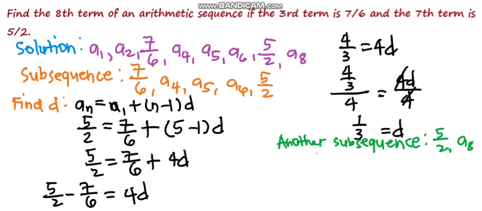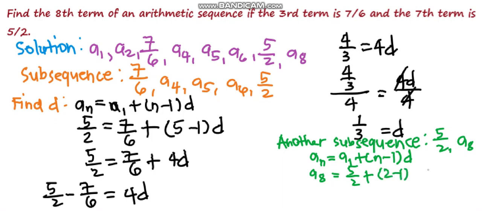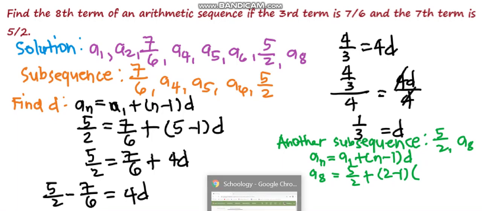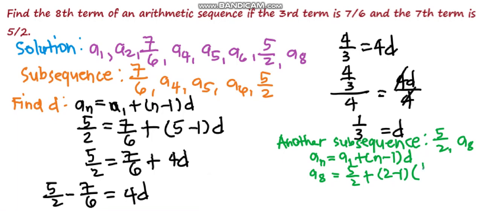So, we use the A sub n equals a sub 1 plus n minus 1 times d, gaya kanina. So, ano yung last term natin dito sa subsequence natin? Diba si a sub 8? A sub 1 natin dito sa subsequence natin si 5 halves. And then, our n, ilan yung n natin dito? Diba dalawa? Isa, dalawa. So, 2 minus 1. And our d is 1/3. Our d is 1/3. So, simplify natin yan.